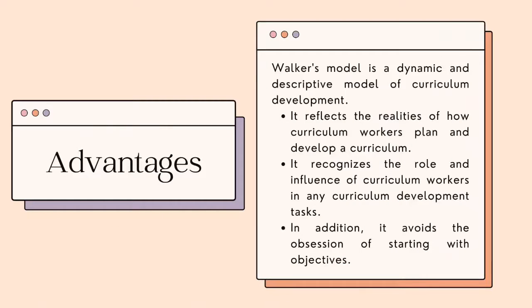Now, let's talk about the advantages of this model. Walker's model is a dynamic and descriptive model of curriculum development. It is stated at the beginning that Walker's model focuses on how curriculum workers actually do their tasks. Hence, it reflects the realities of how curriculum workers plan and develop a curriculum. It recognizes the role and influence of curriculum workers in any curriculum development task as well. In addition, it avoids the obsession of starting with objectives, which completely contradicts the linear type of curriculum models.